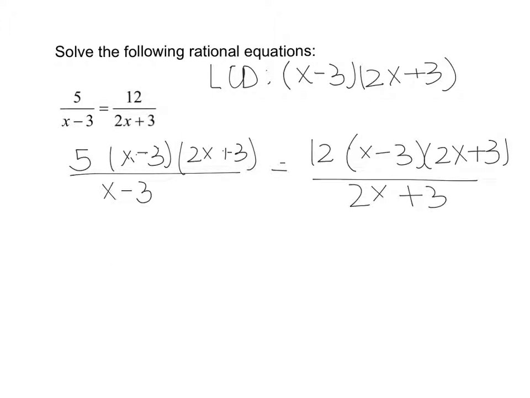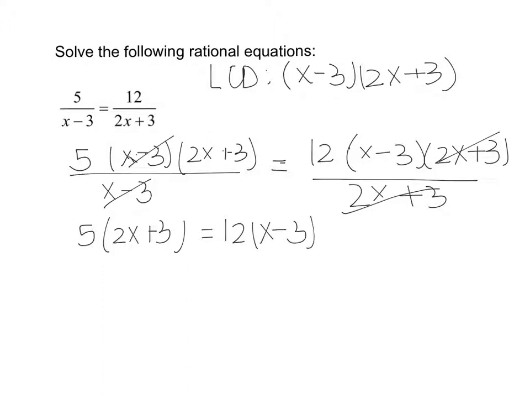Now we notice in our first fraction, because the numerator and denominator both contain x minus 3, they cancel. And on our other side, both the numerator and denominator contain 2x plus 3, and they cancel. So we're left with 5 times 2x plus 3 equals 12 times x minus 3. And this would have been what we would have gotten if we used cross multiplication. But we still want to stick with the same method we're going to use to solve other rational equations that may not look like this.